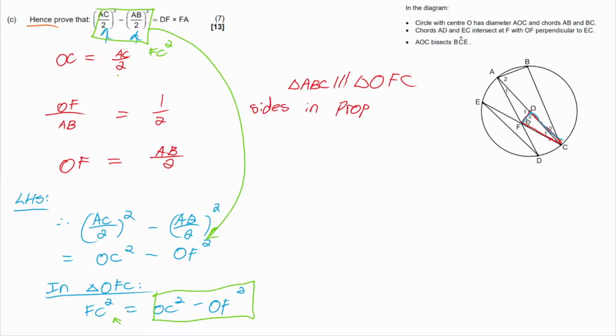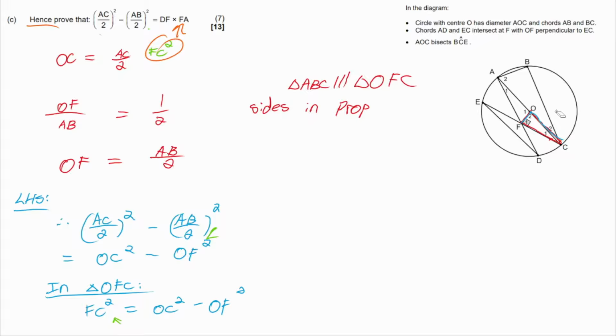So I need to show that FC squared is equal to DF times FA. So here's another connection that I need to make. We're kind of like investigators here. We need to find the connection between FC and this. So let me have a look. Where's FC? Here's FC. Where is DF? DF is here. Where is FA? FA is here.